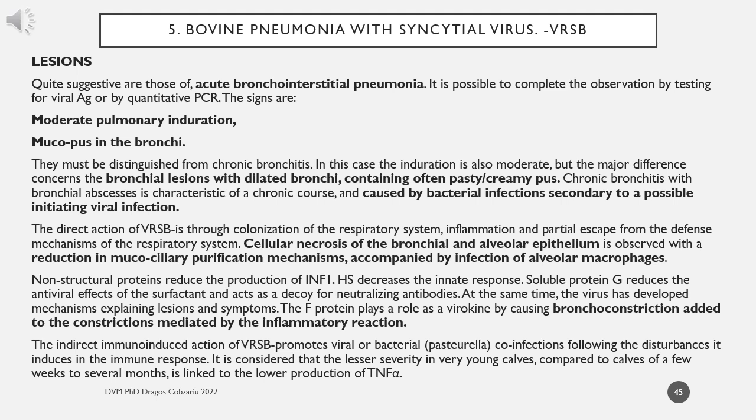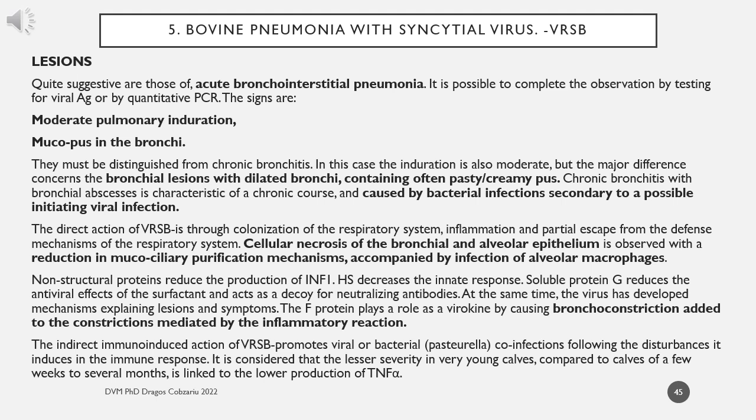The direct action of VRSB is through colonization of the respiratory system, inflammation and partial escape from the defense mechanisms of the respiratory system. Cellular necrosis of the bronchial and alveolar epithelium is observed, with a reduction in mucociliary clearance mechanisms, accompanied by infection of alveolar macrophages. Non-structural proteins reduce the production of IFN-1, which decreases the innate response. Soluble protein G reduces the antiviral effects of the surfactant and acts as a decoy for neutralizing antibodies.